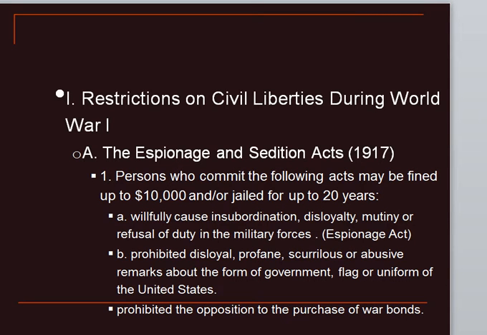So the Espionage and Sedition Acts: persons who committed the following acts may be fined up to $10,000 in money back then, and or jailed up to 20 years. And many people were imprisoned up to 20 years. For willfully causing insubordination, disloyalty, mutiny, or refusal of duty in military service. And there were other violations that you could read right there for these two acts.